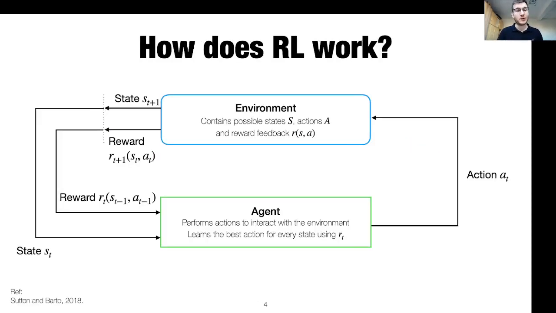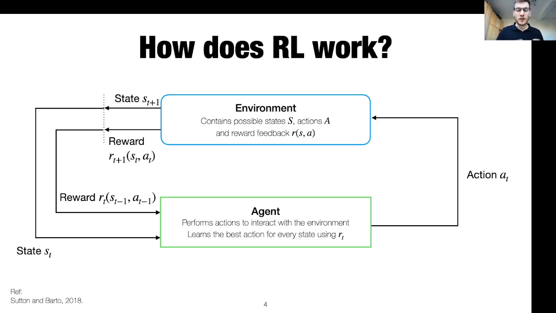How does it work? In reinforcement learning, you have two components. The first component is the environment. It is really the problem that you want to tackle. It contains possible states, and you can perform actions to interact with the environment so as to modify those states. It will give you feedback a posteriori, after you perform the action, to know if the action was good or bad. The second component is the agent, and the agent's task is to perform actions to interact with the environment. The agent's goal is to learn the best action that it can do for every state, and it does that using a reward signal.